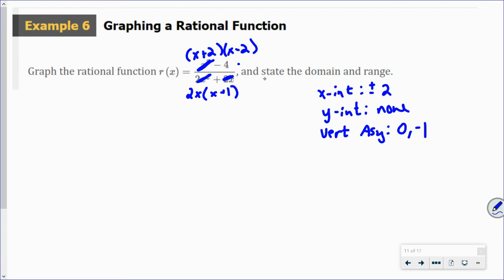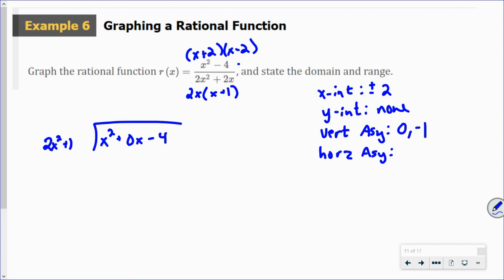And then for our horizontal, you're going to just do the division. So you have x squared plus 0x minus 4 divided by 2x squared plus 2x. So to make 2x squared become x squared, I have to multiply by a half. And then the rest would be my remainder. So you get y equals a half. There's your horizontal asymptote. Y equals a half. So it actually shifts up by half.